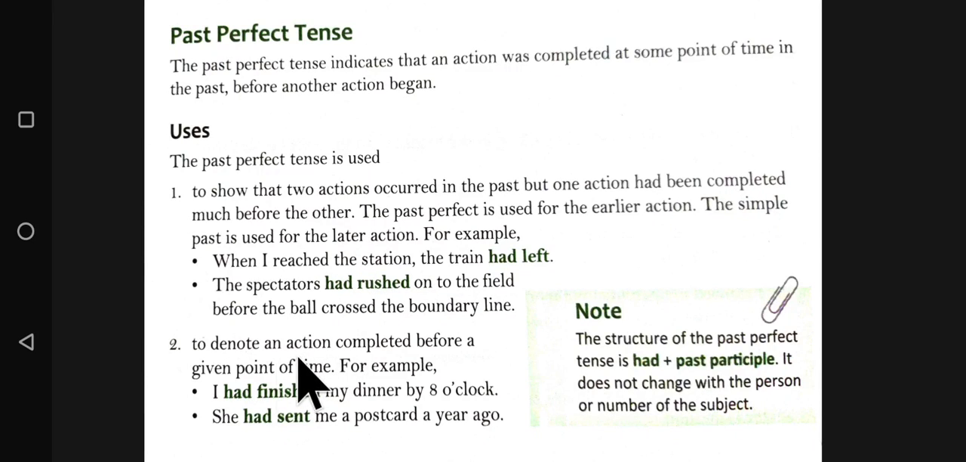Now, next use of past perfect tense. It is used to denote an action that is completed before a given point of time in the past. Example: I had finished my dinner by 8 o'clock. So this action of finishing my dinner is actually completed before a given point of time. So here, what was the given point of time? That is 8 o'clock. So again, in such cases, we use past perfect tense.